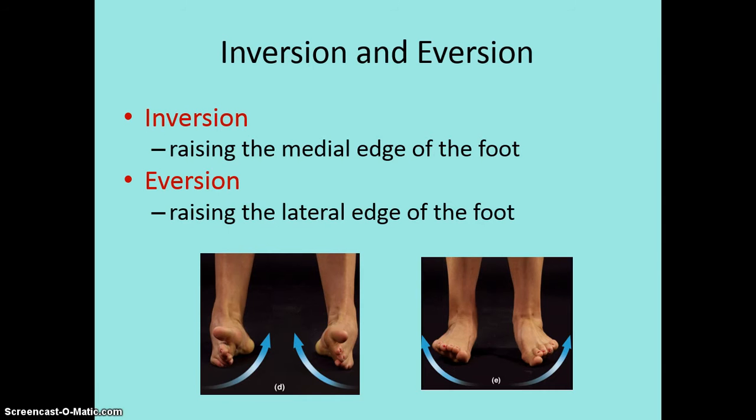Inversion and eversion are terms only used for the ankle. Inversion is when you lift up the inside edge or medial edge of your foot. Eversion is when you lift up the lateral edge of the foot. So D at the bottom of the screen would be inversion, and E would be eversion. These movements are important for balancing. So for example, sports like ice skating or roller skating or skiing or snowboarding, you do a lot of inversion and eversion in order to not fall off of whatever it is you're on.